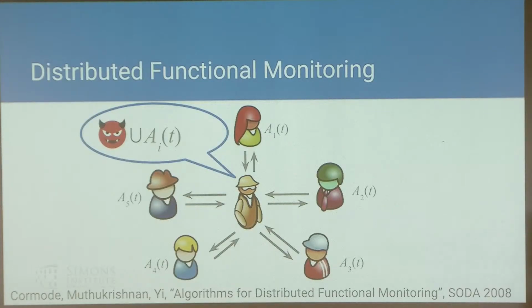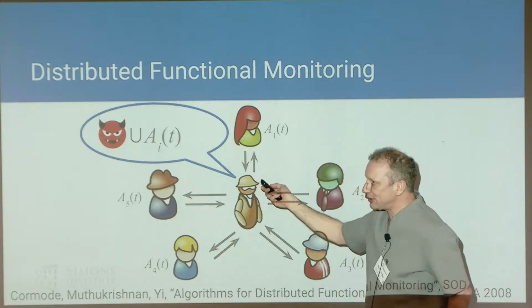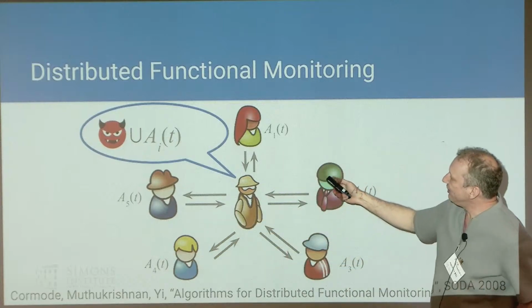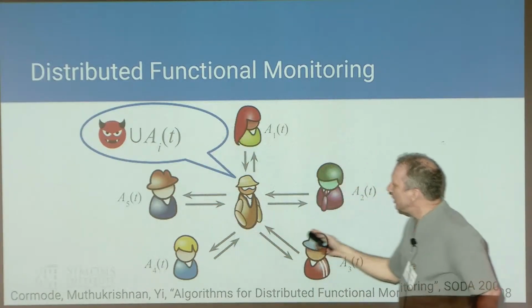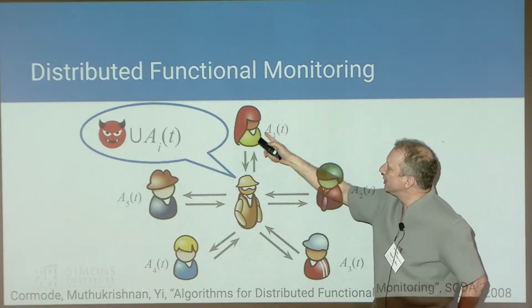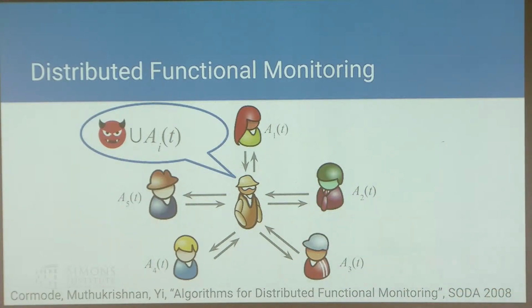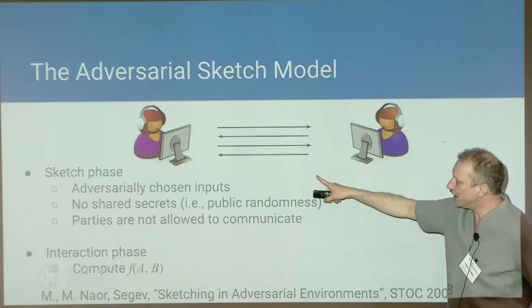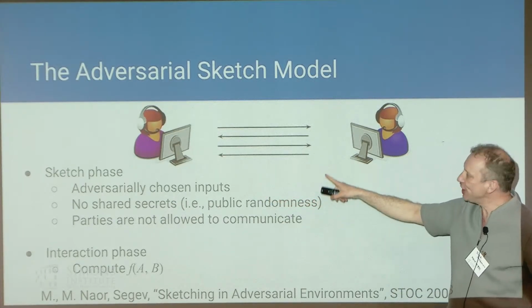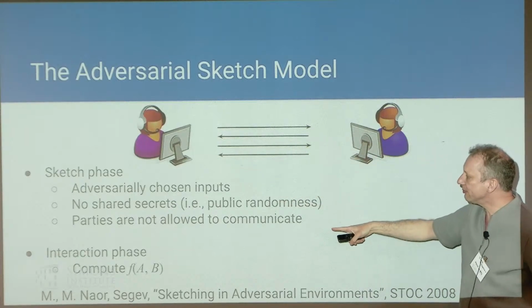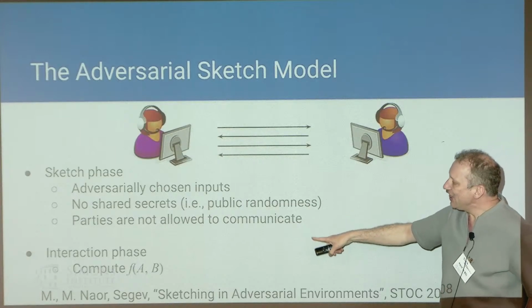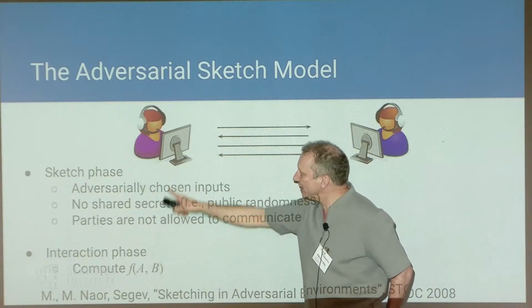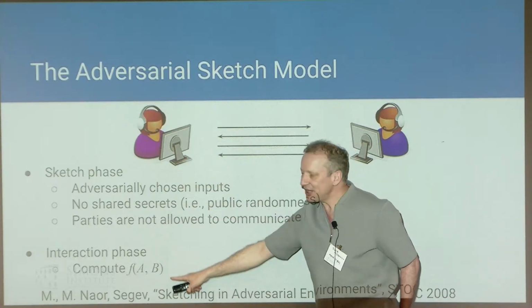The motivating example for the first part of the talk is defense against the worst case, against an adversary who is able to craft the stream in response to the randomness, or the state, that these devices share. And this gives rise to the adversarial sketch model that we introduced back in 2008, which is split between the sketch phase, where the inputs are chosen adversarially. There's no shared secret between devices that are trying to do a computation. They are not allowed to communicate. And then they switch to the interaction phase, but the only information that they retained from the input is the one that is encoded in the sketches.